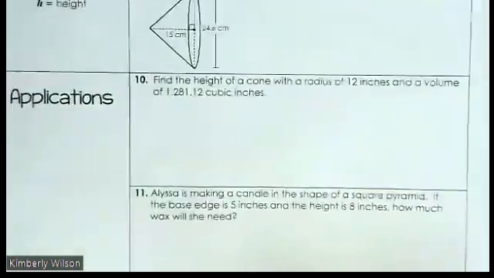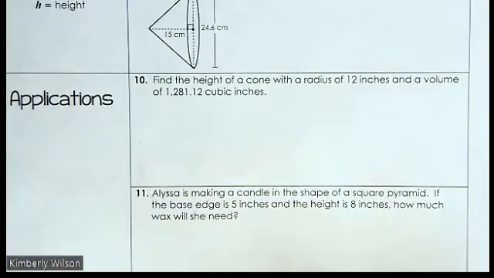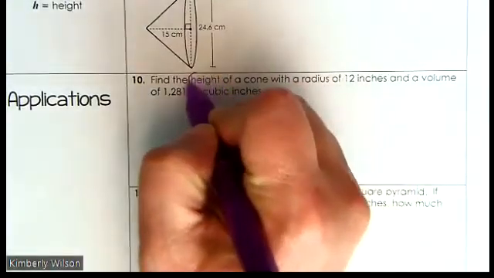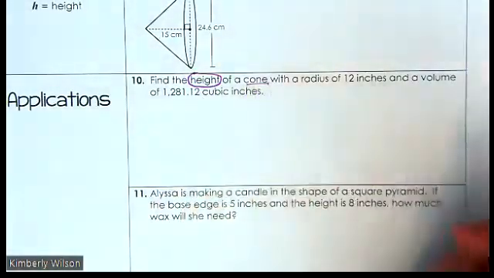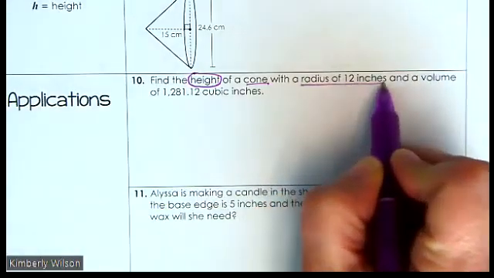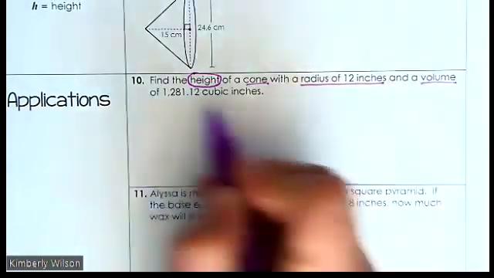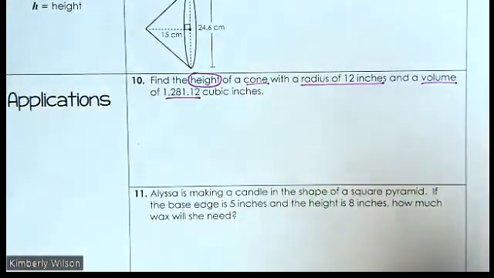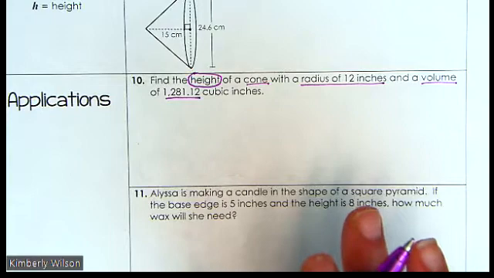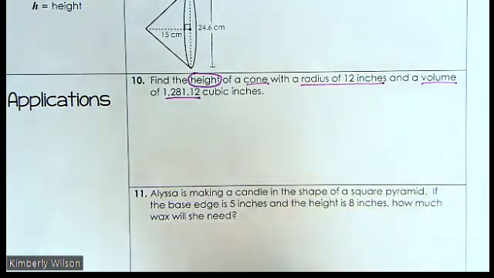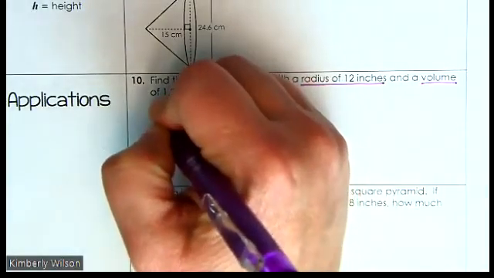All right, jumping down to number 10. Okay, we're going to kind of work backwards here a little bit. It wants me to actually find what the height is of a cone with a radius of 12 inches and a volume of 1281.12. So first things first, I know what my radius is. I know what my volume is. I'm trying to find the height. So first thing I write my formula, then I plug in what's given to me. So we have our formula.